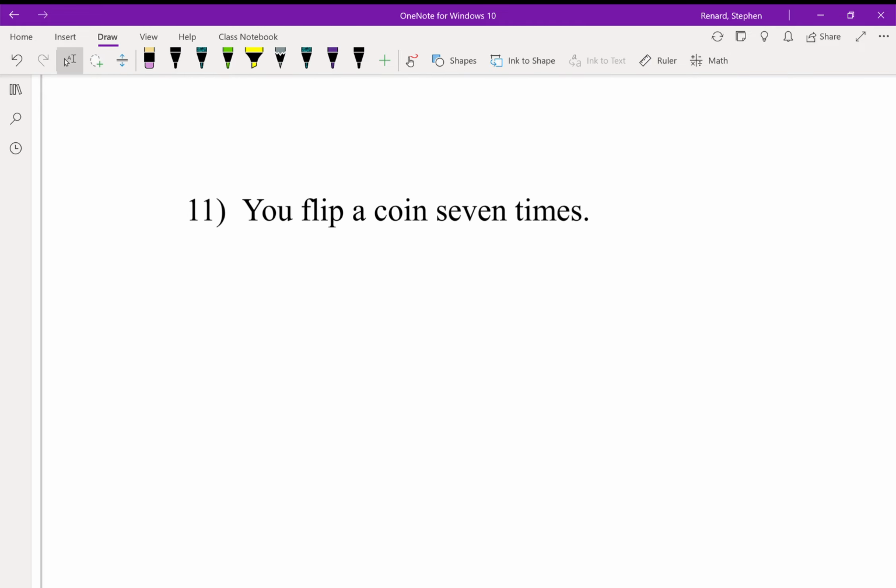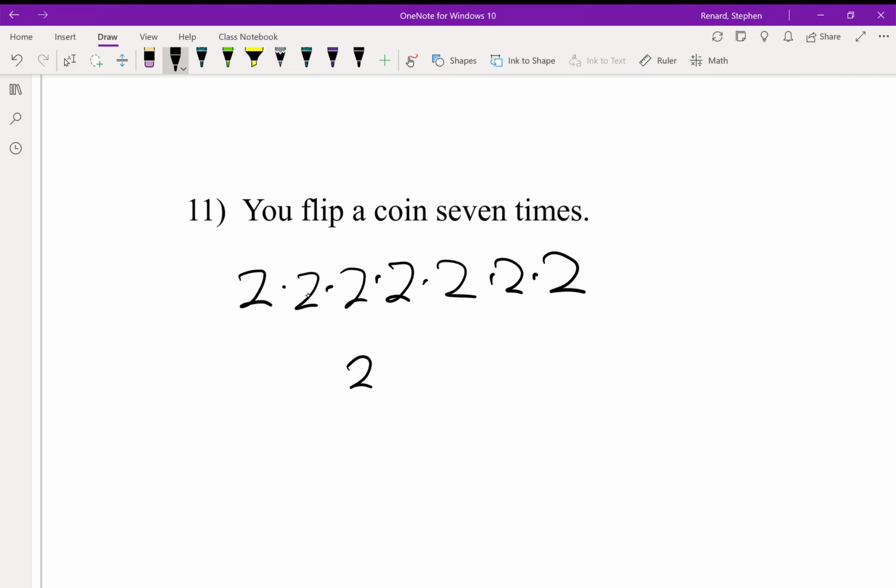You flip a coin 7 times. Now, each time you flip a coin, you have 2 choices. Heads or tails? Heads or tails? That's 2 to the 7th power, or a total of 128 different outcomes.